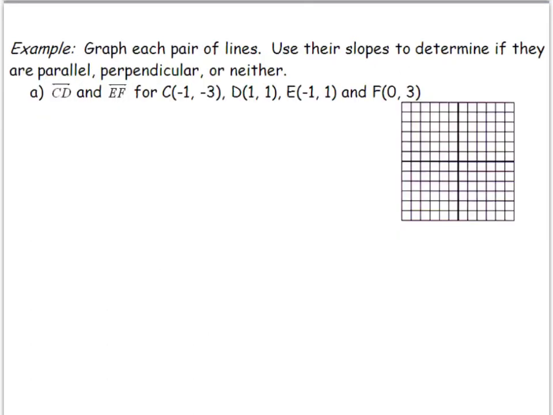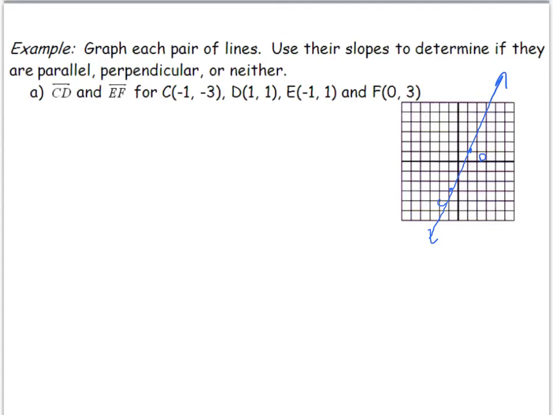All right, so the next three examples, they're going to ask you to graph the pair of lines, then use the slopes to determine if they are parallel, perpendicular, or neither. So our first line is CD. We have the points at -1, -3. So here is C. And then the point 1, 1 for D. So there's D. And I'm going to draw a nice straight line through.